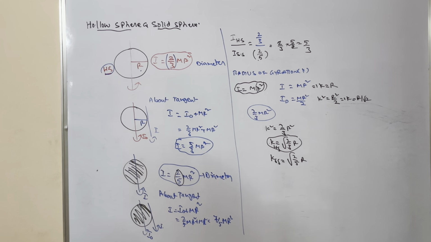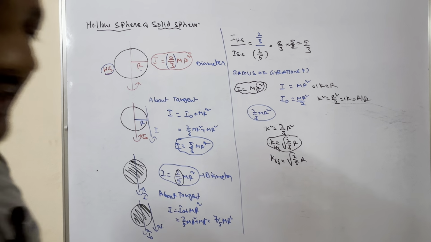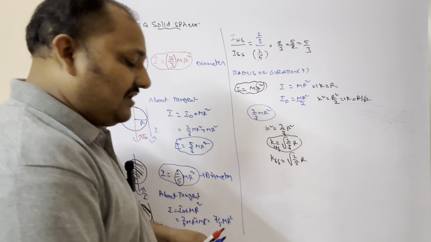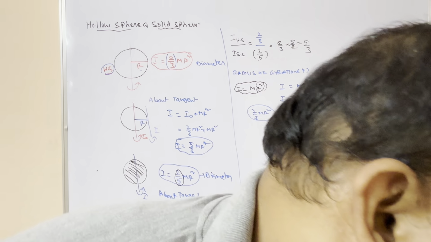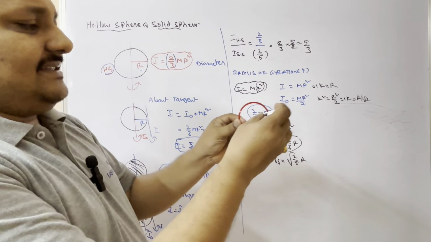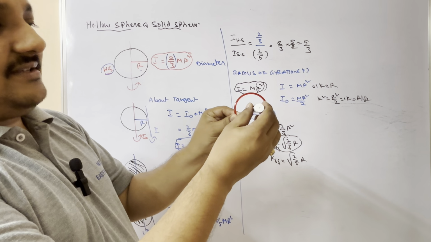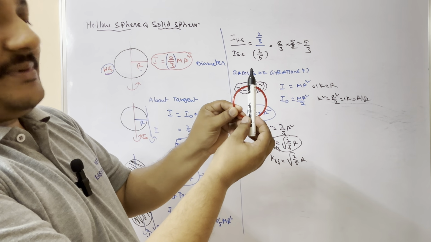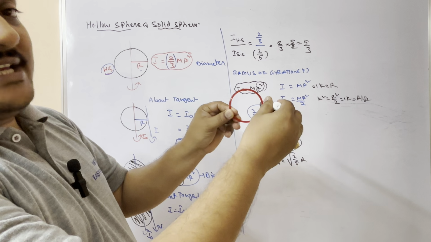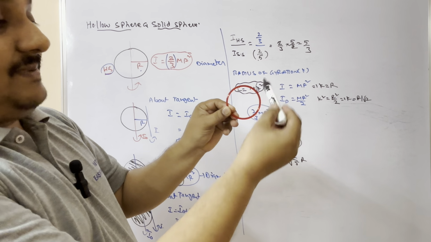Like that, logically, you can remember. So all the axes you should remember very carefully, then only we can solve the problems on this. Now this is the axis. Say the axis name: passing through its center perpendicular to its plane, for a ring, it is MR square. About a diameter, this one is MR square by 2. This one is tangent perpendicular to its plane.